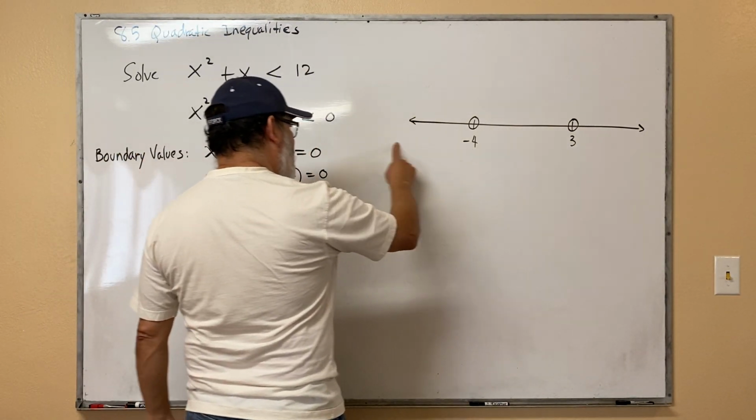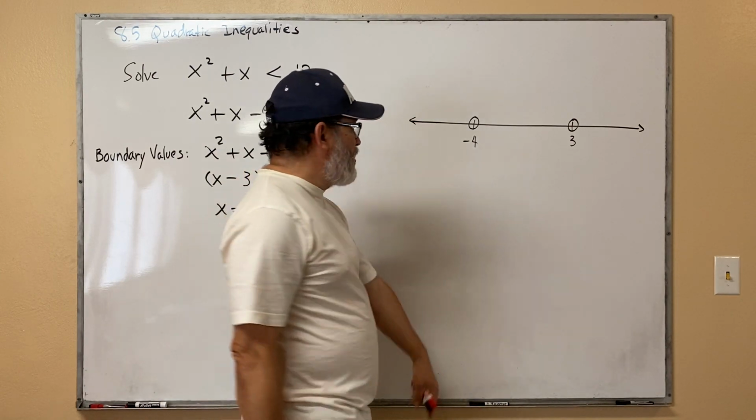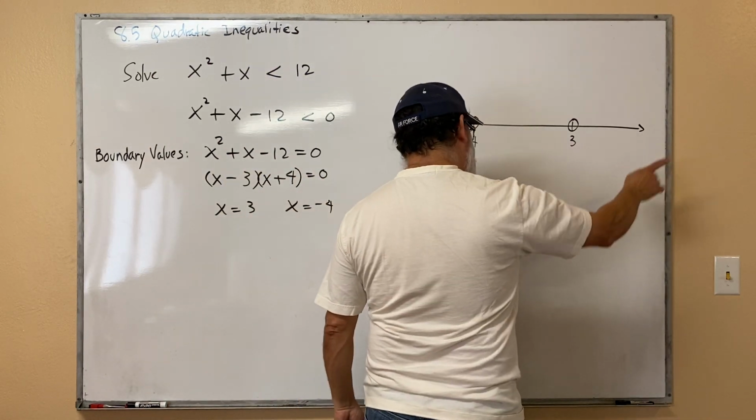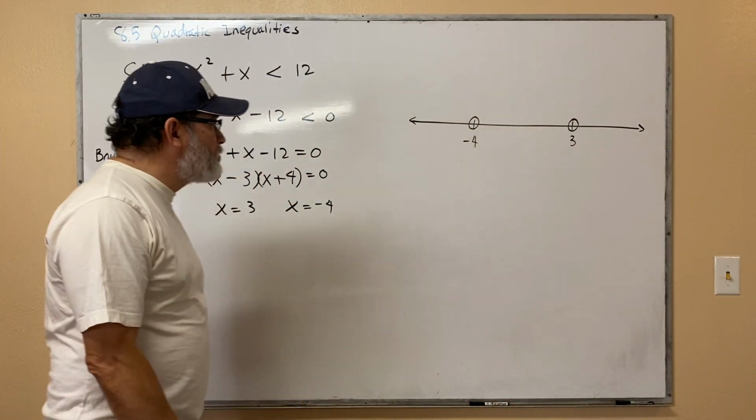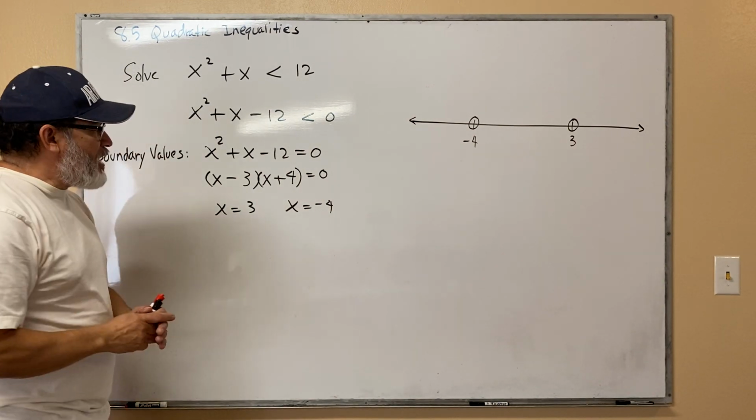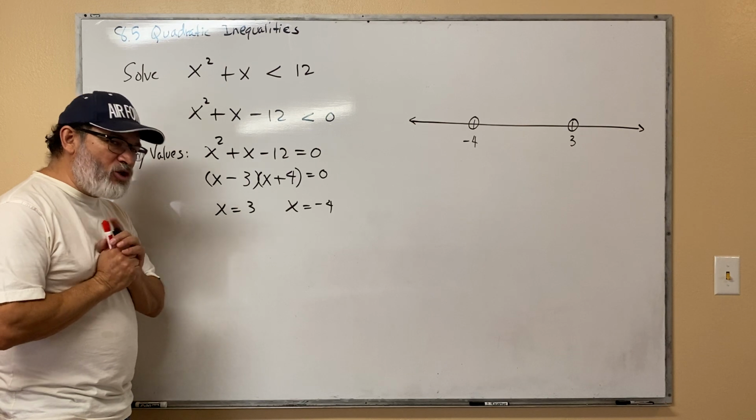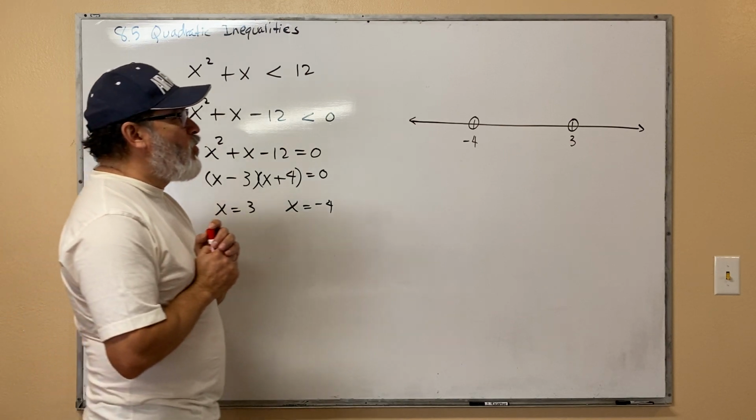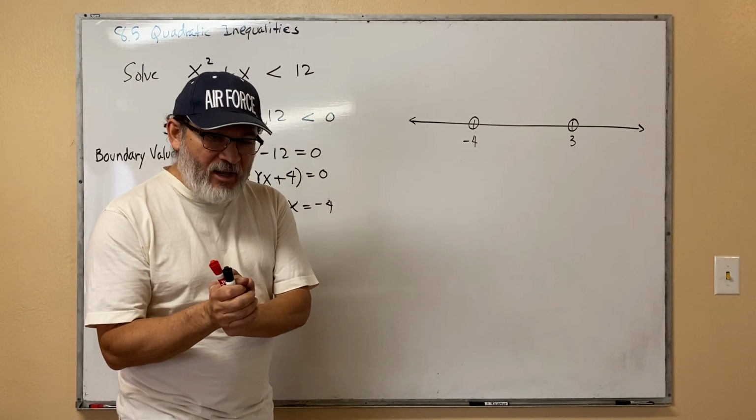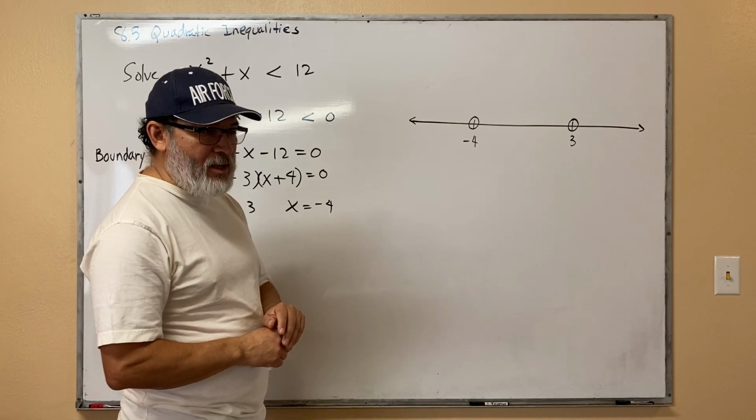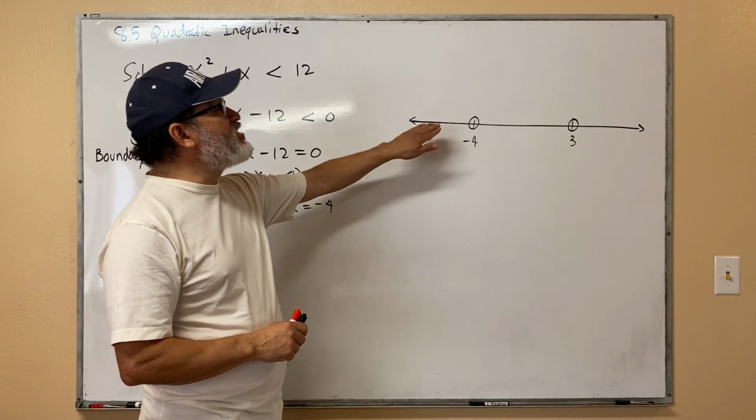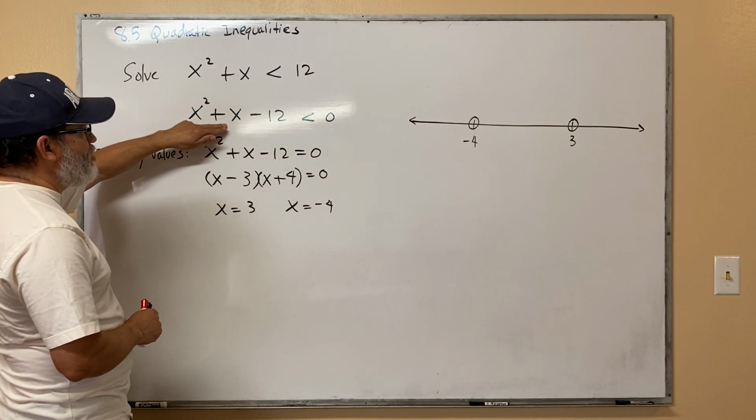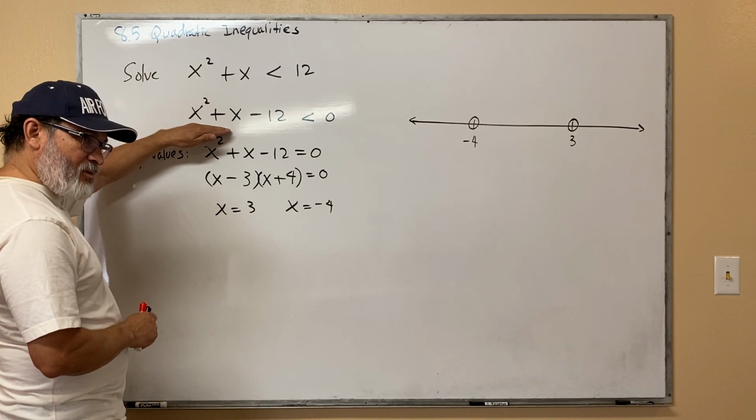From -4 to my left, the first region. From -4 to 3, the second region. From 3 to my right, the third region. Here's what I'm gonna do. Now that I found the boundary values, I'm going to check each region. If that region makes this one true, then I'm gonna shade.